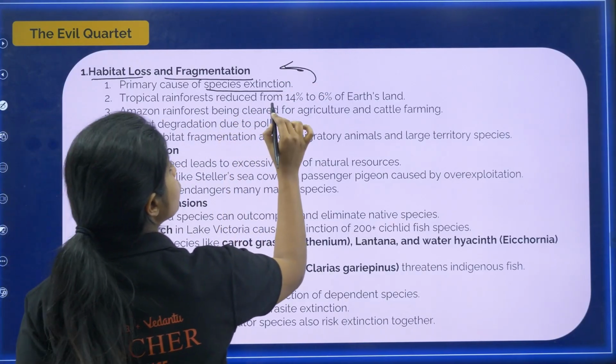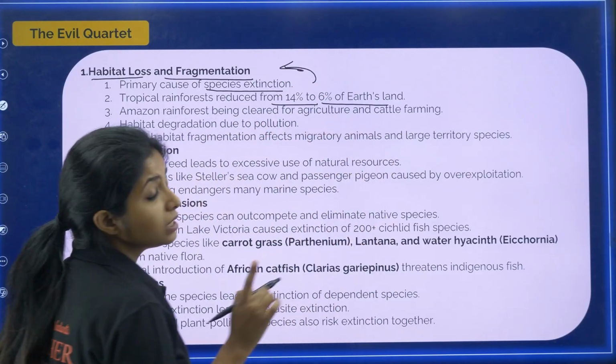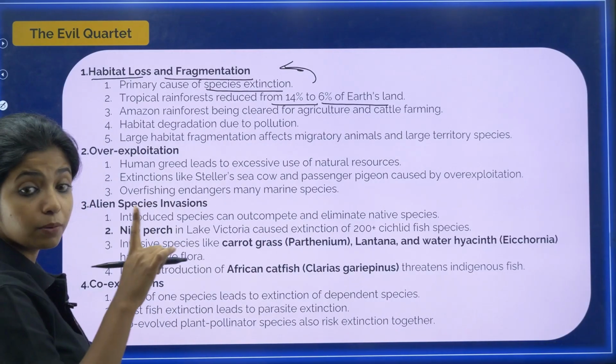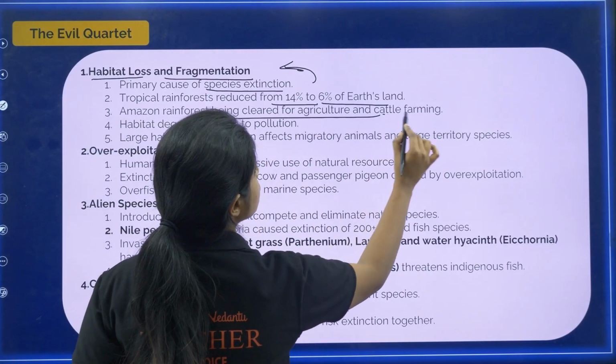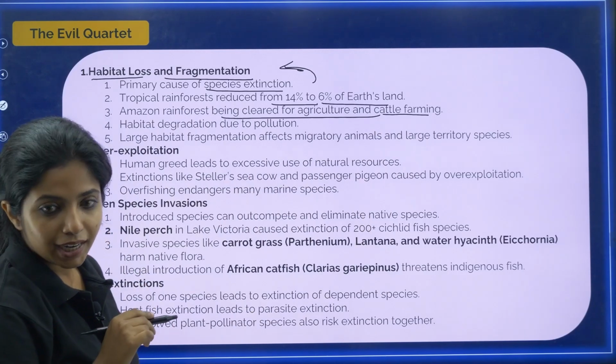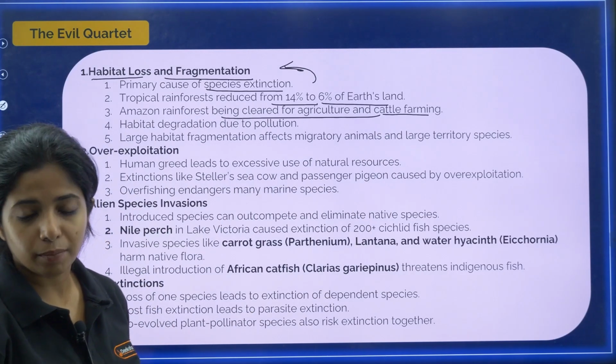Tropical rainforest reduced from 14% to 6% of the earth's land, my dear children. 14% tropical rainforest, 14 to 6. Amazon rainforest is being cleared for agriculture and cattle farming. You tell me, it is cleared for what? Agriculture and cattle farming. Okay.